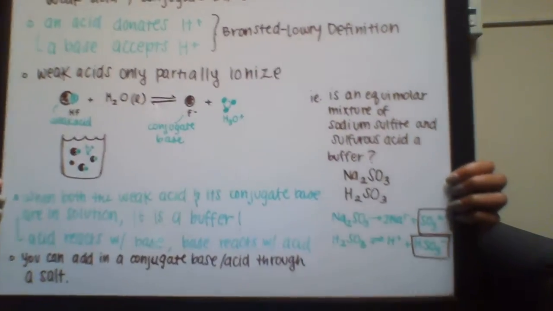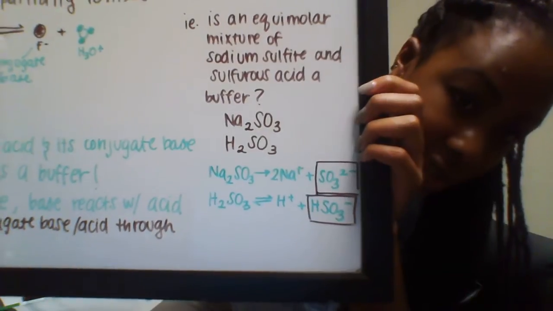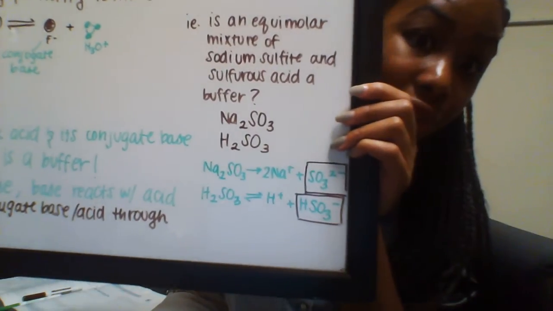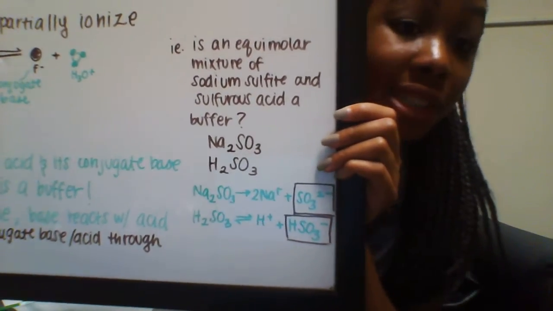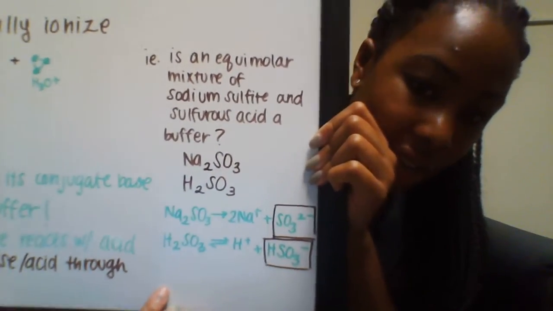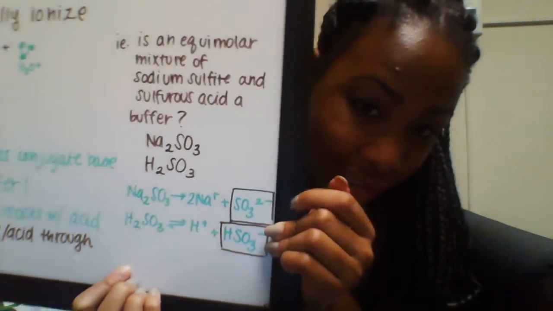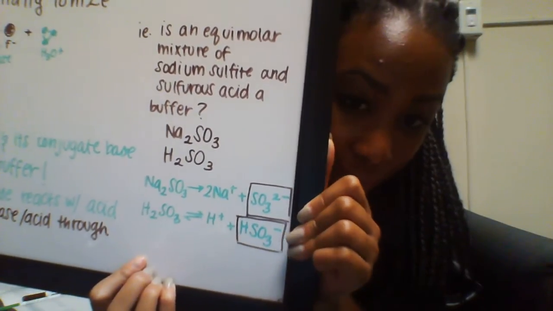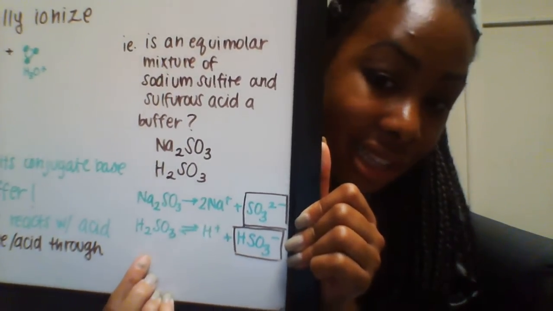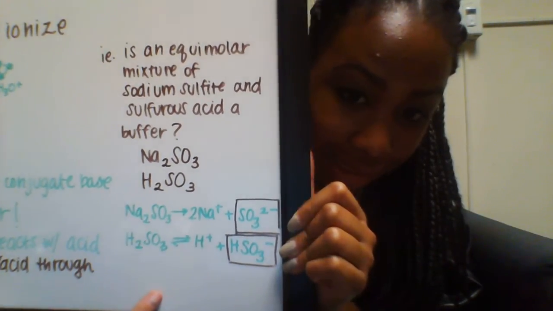So, first thing we need to do is ionize each one to make sure that one is an acid and the other is a base in the solution, because one has to be a weak acid and there also has to be the conjugate base in order for it to be a buffer. So we split Na2SO3, and you get two Na plus ions and one SO3 2 minus ion. Then you split up H2SO3, which is a weak acid, into H plus and HSO3 minus.